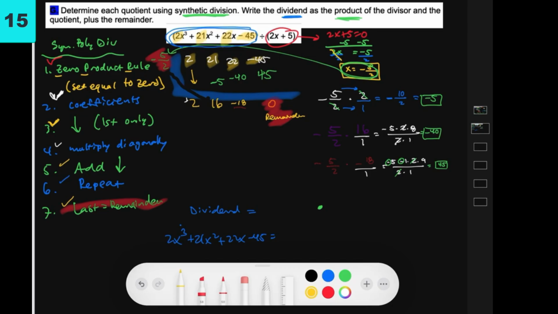So our divisor is what we have on the outside, okay? So the divisor is this one. Divisor, which is 2x plus 5, okay? And the divisor and the quotient. And the quotient is our answer. And this is our answer.